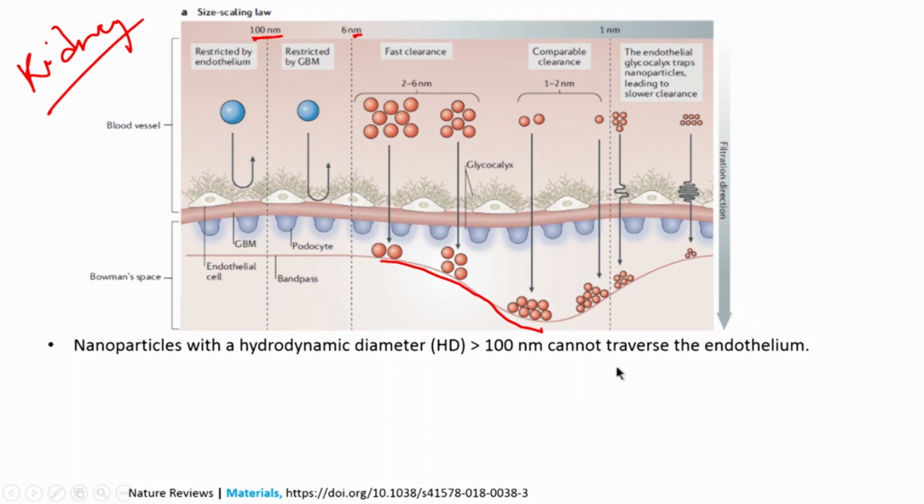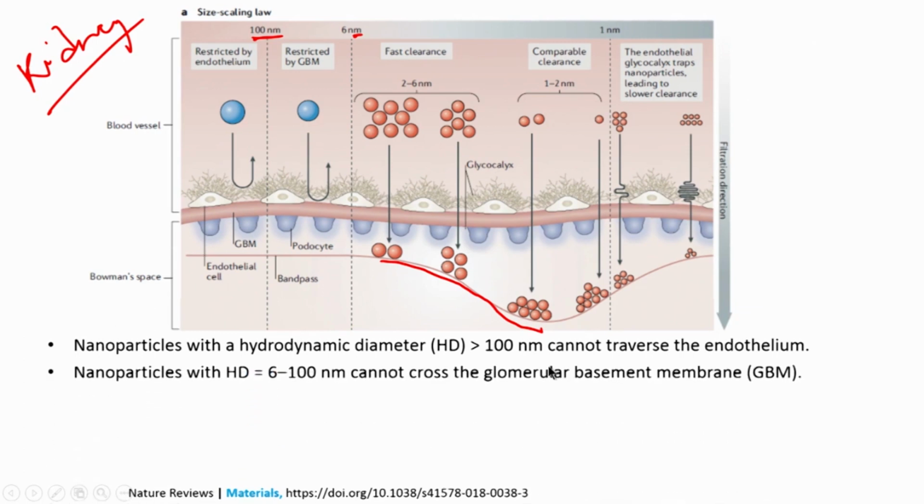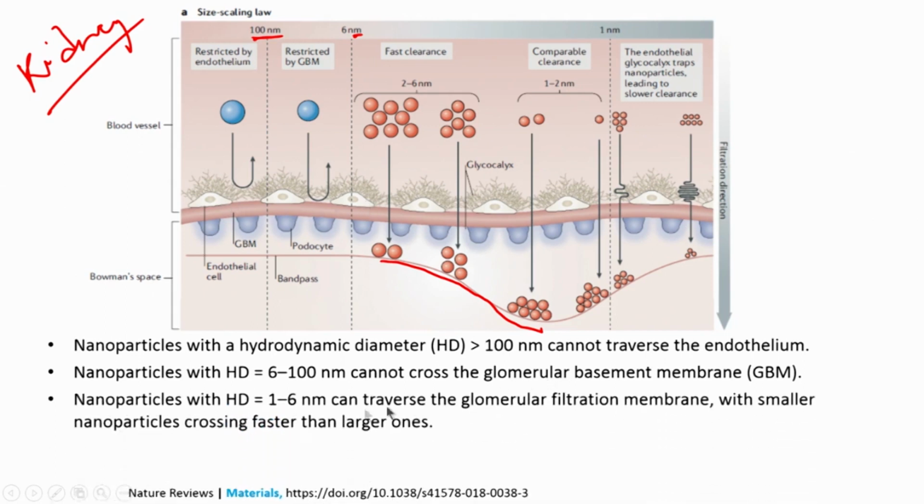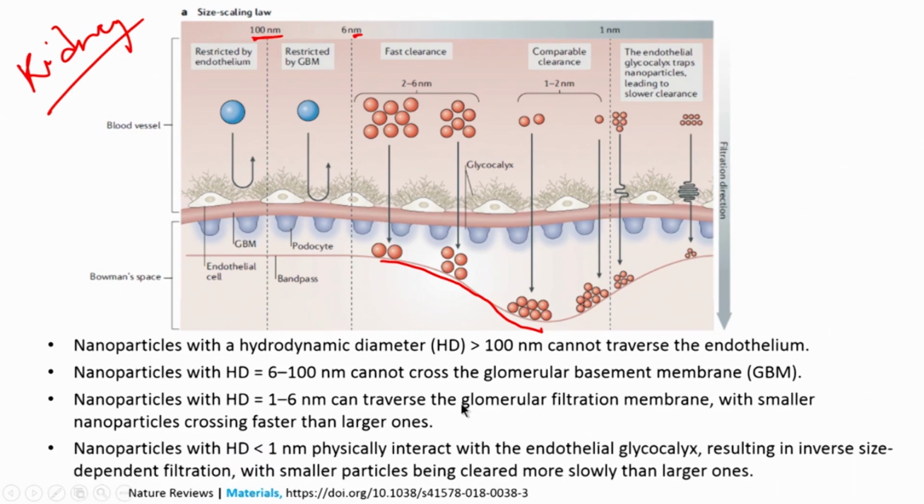Again, this is just describing what I just said. Nanoparticles with the hydrodynamic diameter of greater than 100 nanometer cannot traverse through the endothelium. In between 6 and 100 nanometer, they cannot cross this basement membrane, which is fairly impermeable to any of these particles. Once you get down between 1 and 6 nanometer, they can go through this basement membrane. The basement membrane is nothing but a membrane below the endothelial cells, and the smaller they are, the faster they will go, up to 1 nanometer or so.